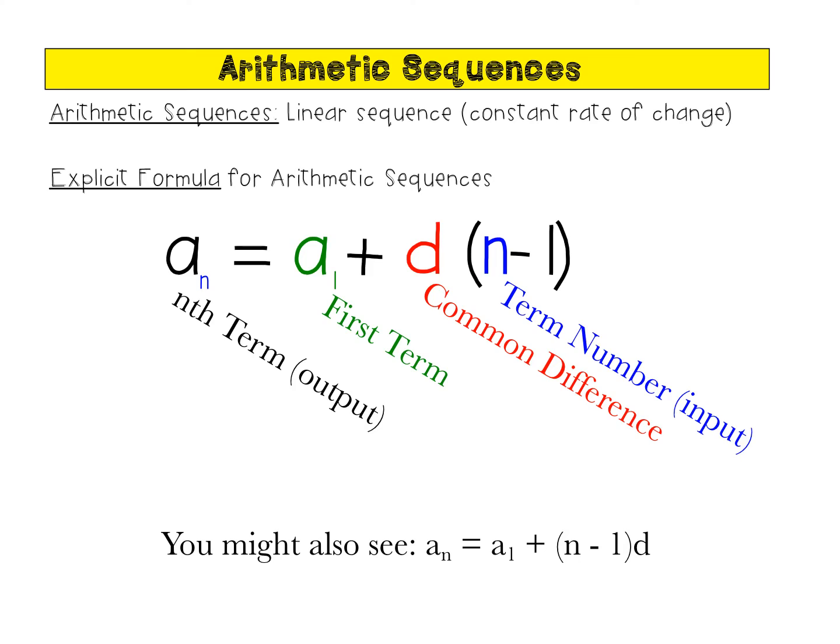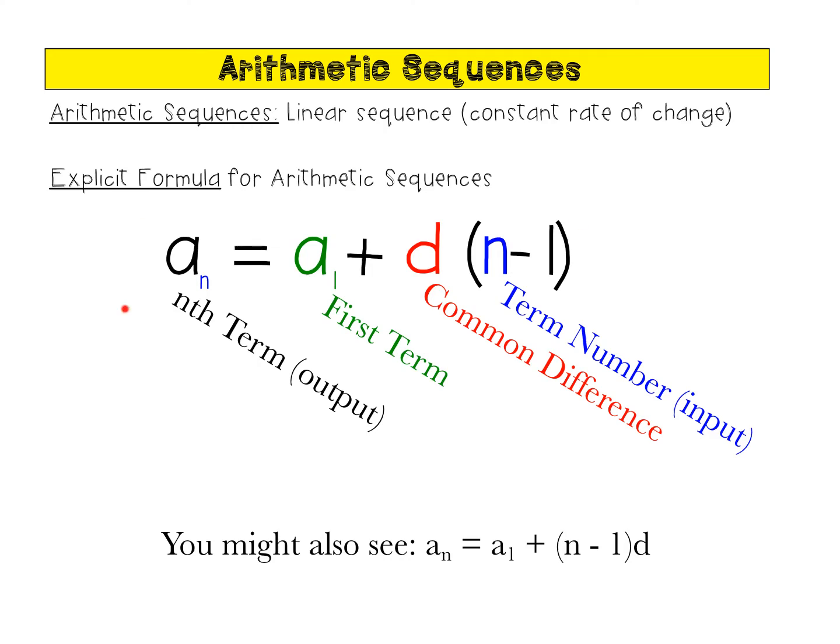All right, so we are going to learn about arithmetic and geometric sequences. So the biggest thing with arithmetic sequences is they are linear. So they're adding or subtracting the same number every time, that constant rate of change. This is what we call the explicit formula. The explicit formula is a little bit different. We're going to see the recursive formula in the next slide.